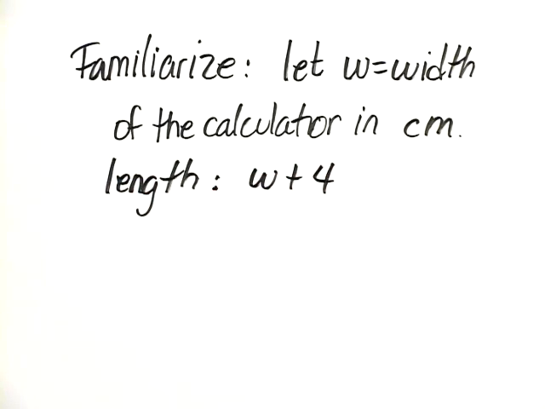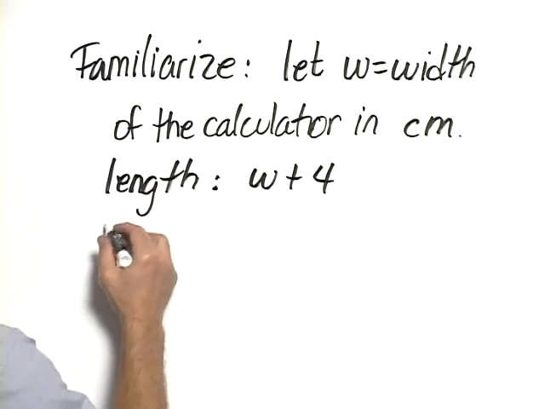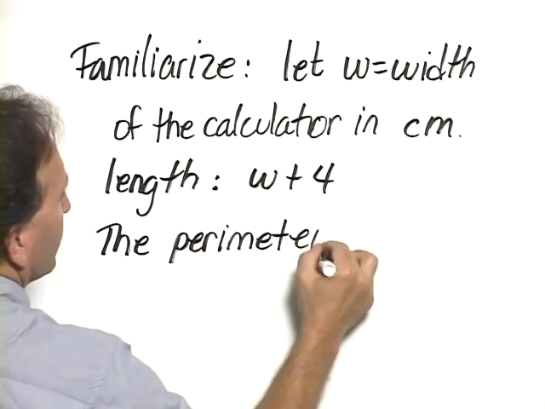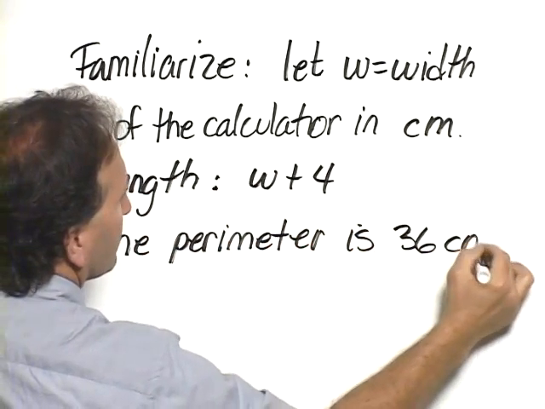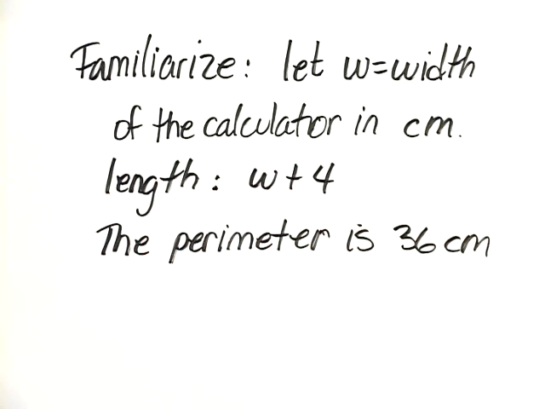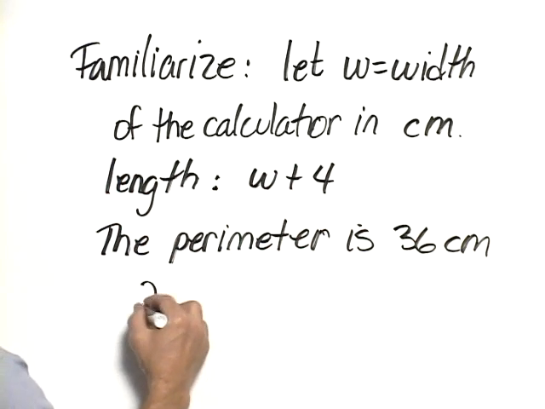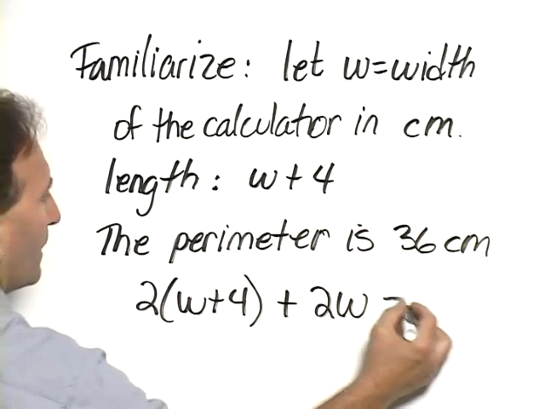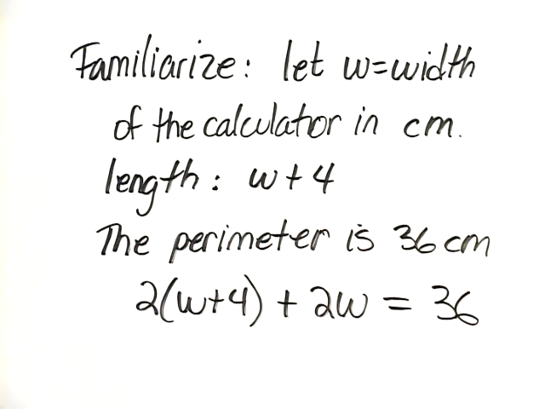Now the second step is to translate. What we want to translate is the statement that the perimeter is 36 centimeters. So to translate that, the perimeter of a rectangle is twice the length plus twice the width. Twice the length would be 2 times the quantity W plus 4, plus twice the width would be 2W. Is becomes equals, and the 36 is the length around the perimeter.